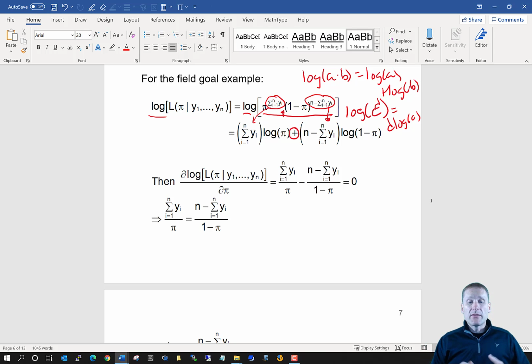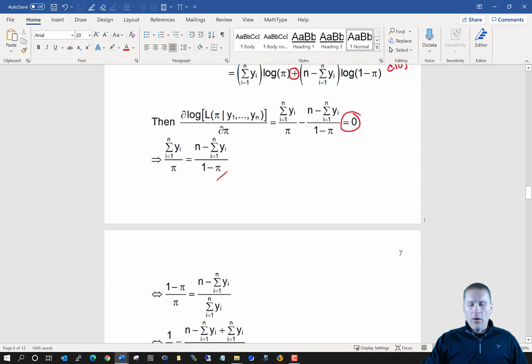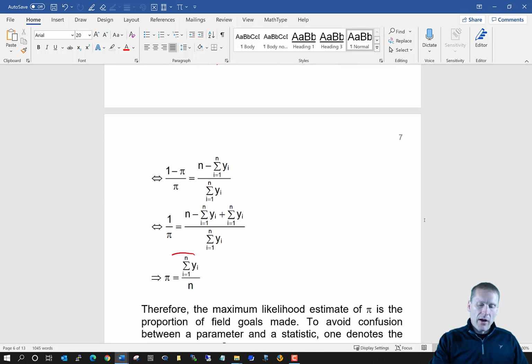Then what we can do is take the derivative with respect to pi. So of course the derivative of log of pi is 1 over pi. Derivative of log of 1 minus pi is negative 1 over 1 minus pi, because I had the chain rule going on there. I set this derivative equal to 0, solve for pi, and if you go through all the math, you get pi is equal to the sum of the y's divided by n. In other words, the number of successes divided by number of trials.